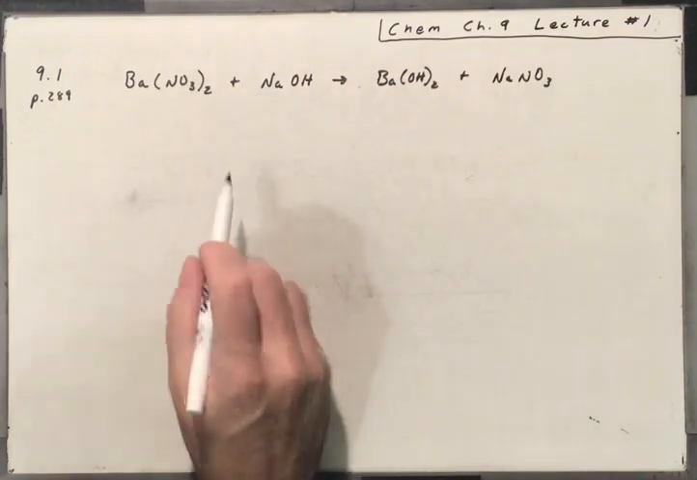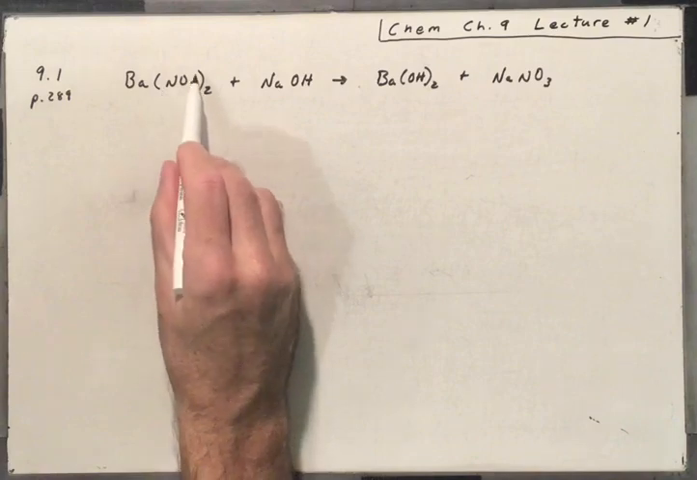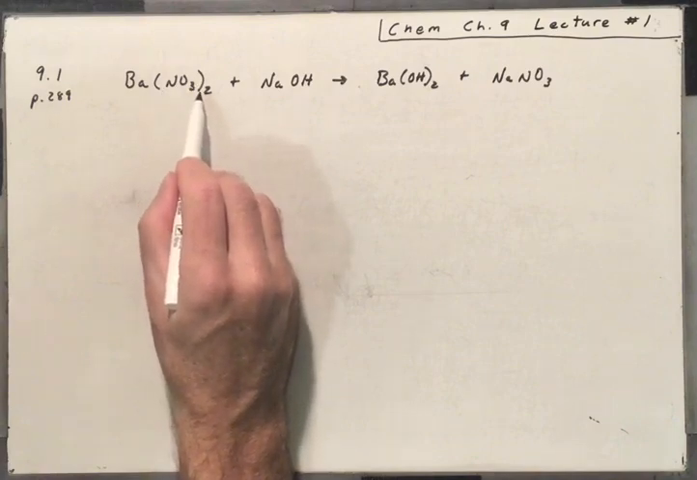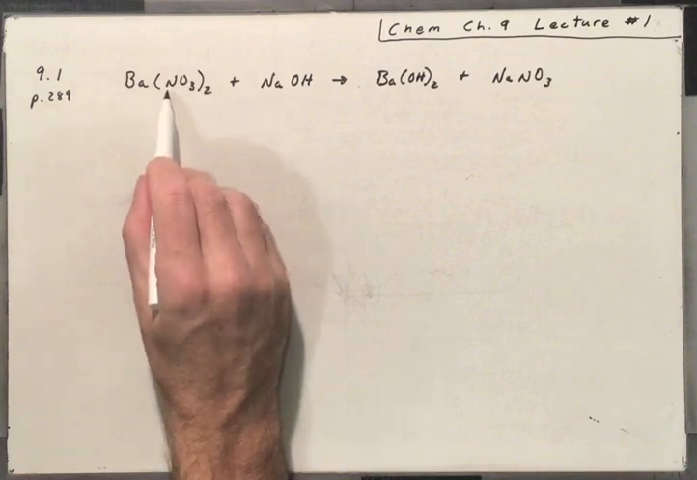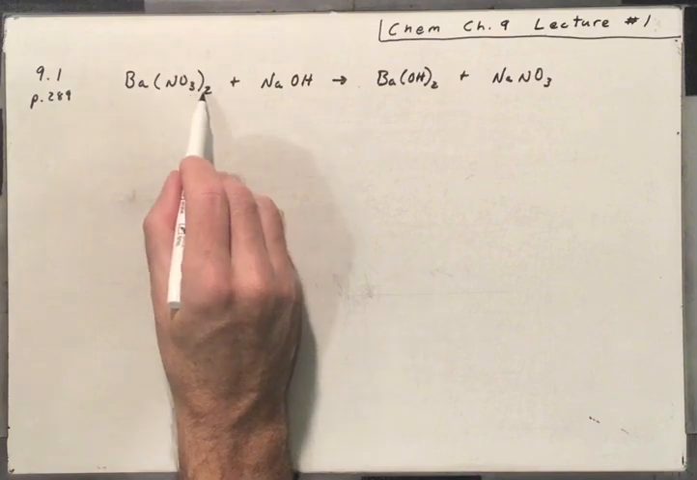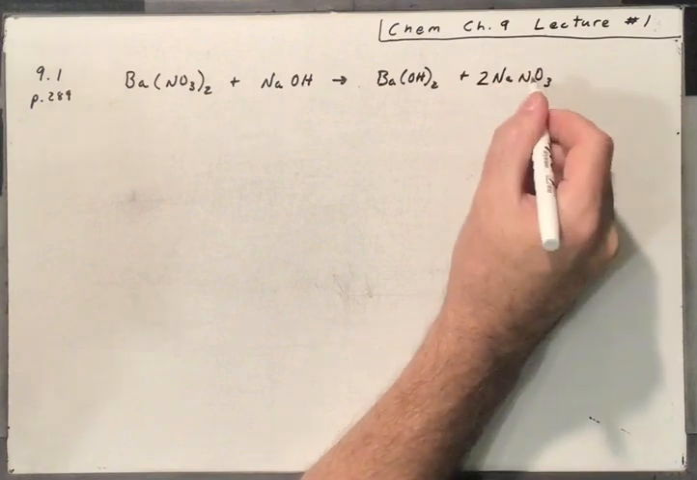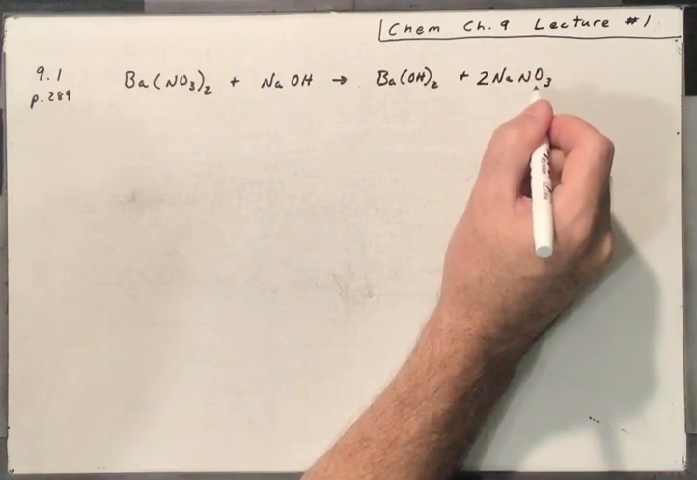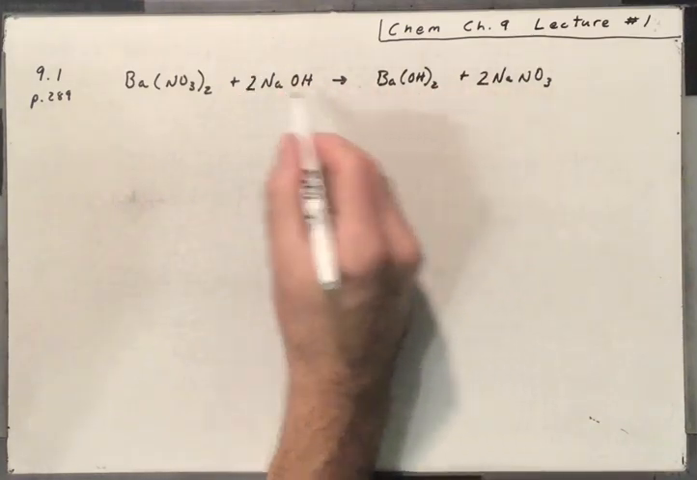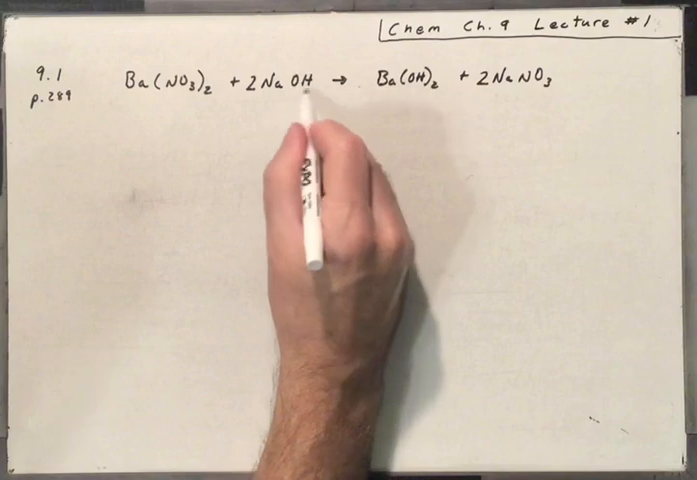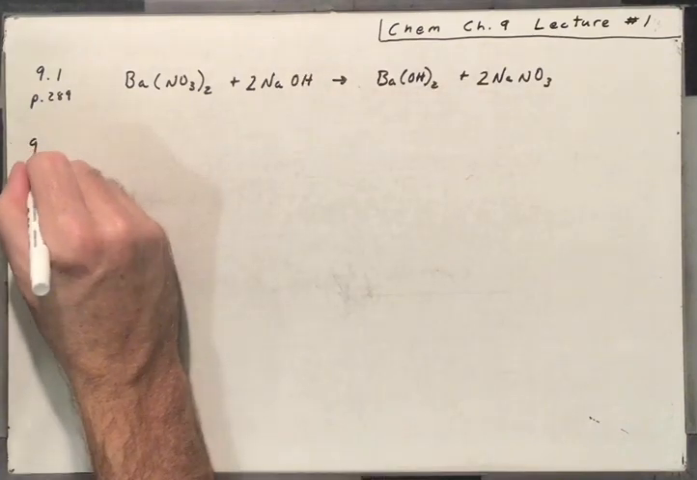Okay, and so what you want to do to balance these, if you remember, is just leave these polyatomic ions, these chemical formulas inside of parentheses, as a unit. Don't try to break it apart into nitrogen and oxygen. Leave it as a nitrate. So we have 2 nitrates here. We only have 1 on this side, so let's put a 2 in front, and now your nitrate is balanced. We have a 2 in front of sodium now, so we need a 2 here. And now we have 2 hydroxides, the OH, we have 2 right here, so that takes care of the balancing for 9.1.